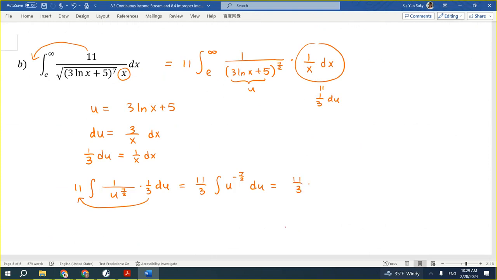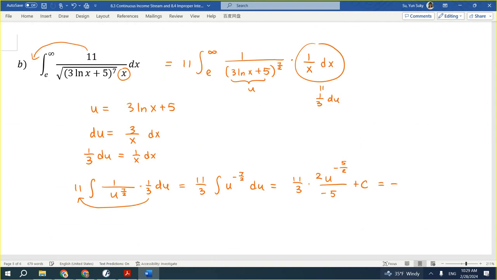Okay, so how do we integrate u to the negative 7 half? It becomes the negative 5 over 2 when we add 1. So over negative 5 over 2. But what do you do to the 2? Yeah, move it upstairs. Is that okay, everybody? And plus c. So this is the indefinite integral.